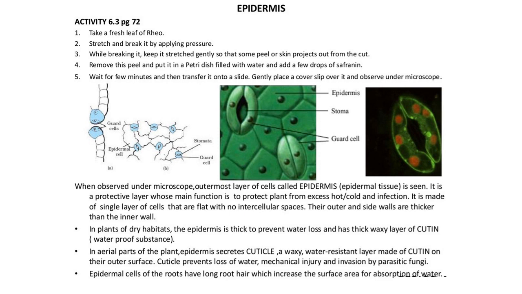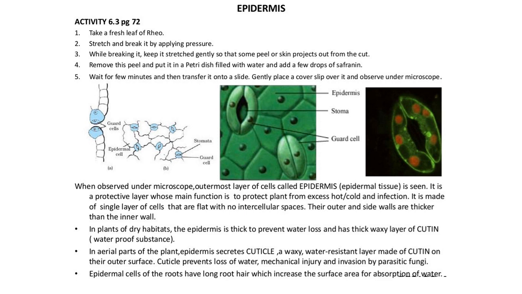Now wait for a few minutes and then transfer it onto a slide. Gently place a cover slip over it, and then when you see it under the microscope, these are the structures you will be able to see. This is actually the outermost layer of cells which will be visible. It is called epidermis, or epidermal tissue, that could be seen.